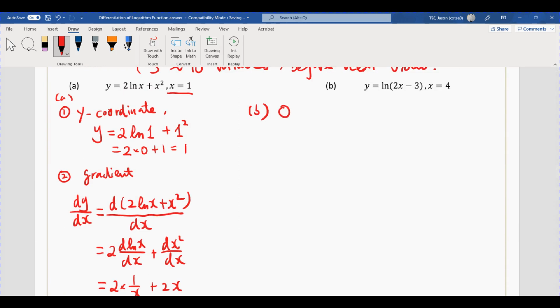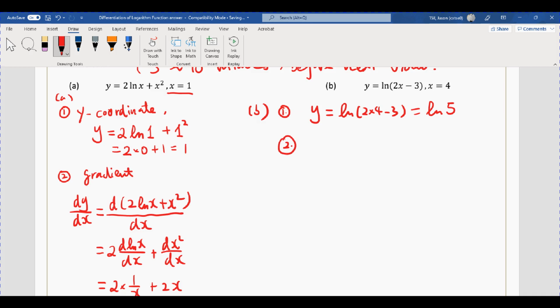Let's do part B. Okay, so first, the y coordinates. You put x equals 4. So that's logarithm 5. Logarithm 5 is not a number that you can get without a calculator. So if that's paper 1, you just leave your answer as logarithm 5. That's good enough.